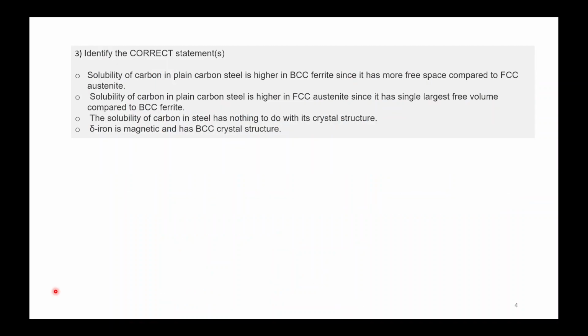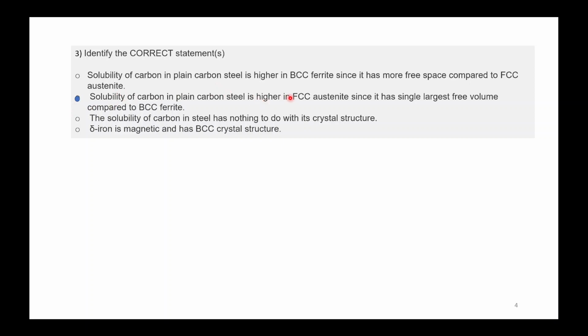Now the third question: you have to identify the correct statement. The first statement is that solubility of carbon in plain carbon steel is higher in BCC ferrite since it has more free space compared to FCC austenite. Second is that solubility of carbon in plain carbon steel is higher in FCC austenite since it has the single largest free volume compared to BCC ferrite. Third, the solubility of carbon in steel has nothing to do with crystal structure. Fourth, delta iron is magnetic and has BCC crystal structure. Only one statement is correct here, which is the second one.